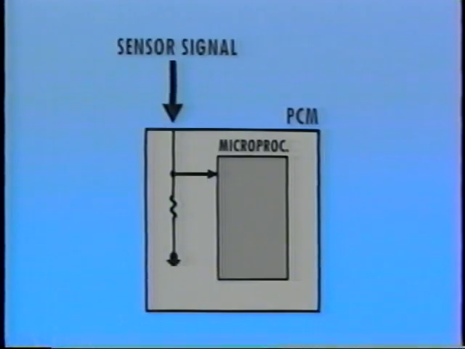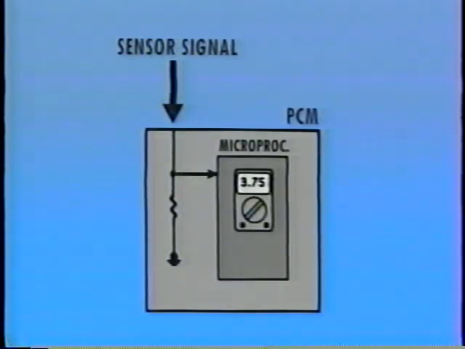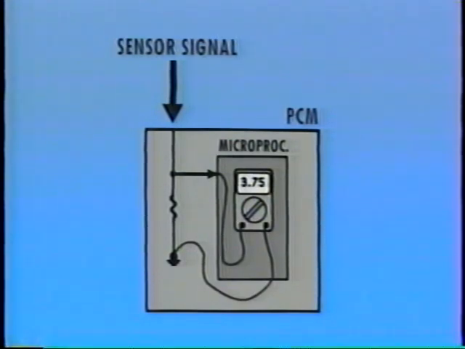The PCM monitors all sensor signals, analog and digital, as voltage. To do that, it uses a voltage monitoring circuit, which you can think of as a built-in voltmeter. Section 8A schematics always show sensor inputs with this internal resistor. It has several functions, but for our purposes, it's enough to know that the PCM's built-in voltmeter measures the voltage drop produced across this resistor by the input from the sensor.